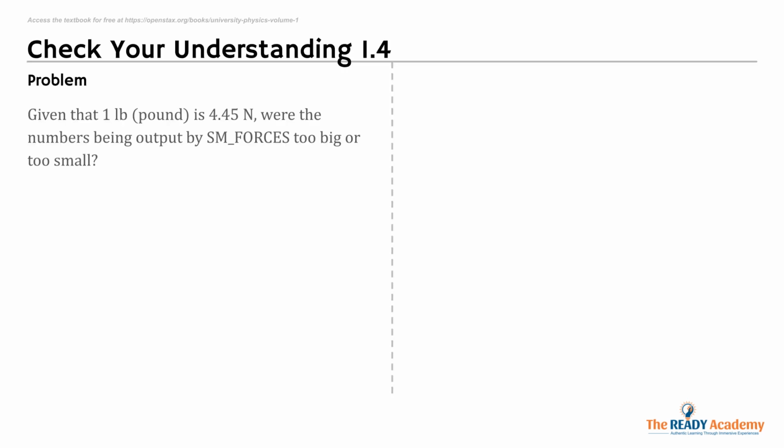Check your understanding 1.4. Problem. Given that 1 pound is 4.45 newtons, were the numbers being output by SM Forces too big or too small? Solution. The numbers were too small, by a factor of 4.45.